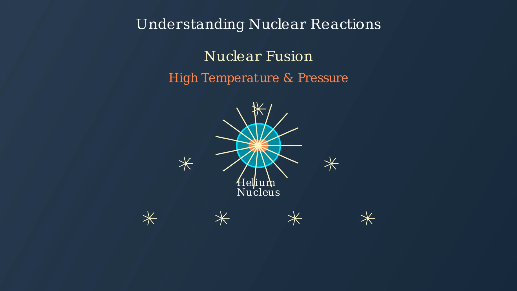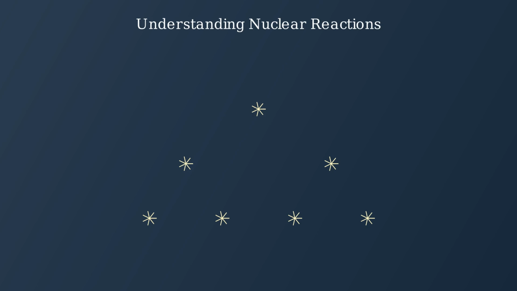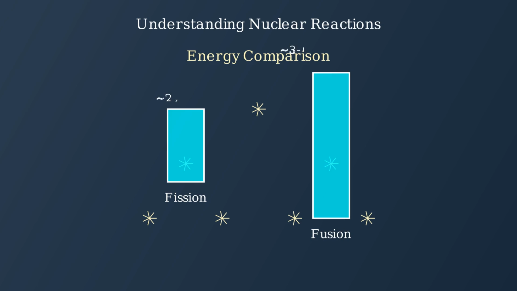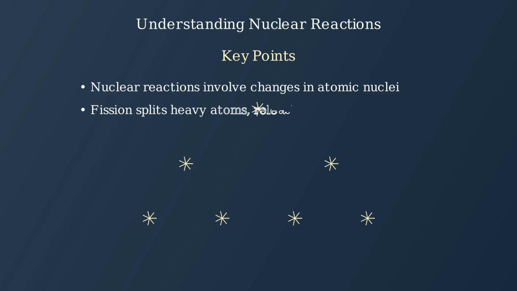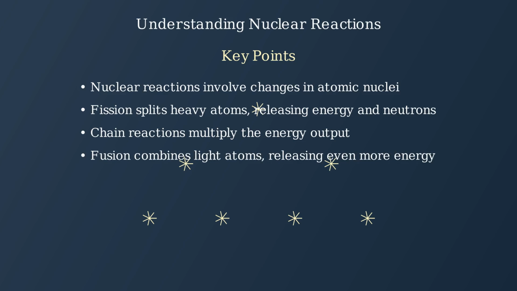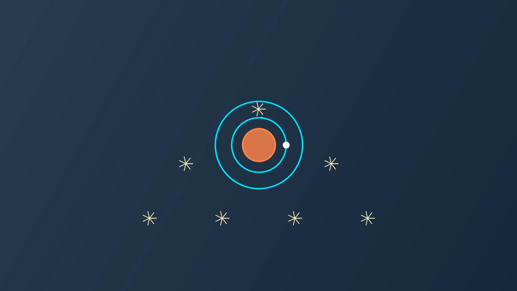This fusion process releases even more energy than fission, making it an incredibly powerful reaction. Comparing the energy output, fusion reactions can produce 3 to 4 times more energy per reaction than fission. To summarize what we've learned about nuclear reactions, these principles form the foundation of nuclear power generation.